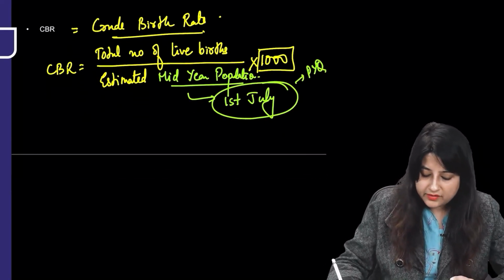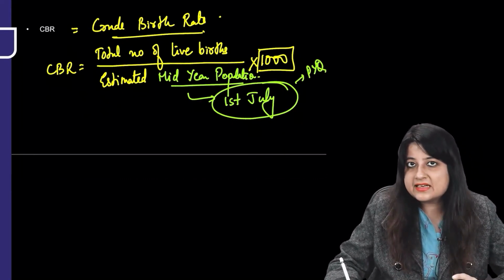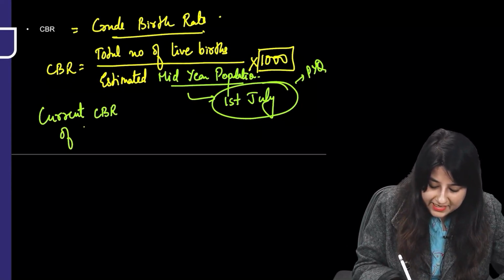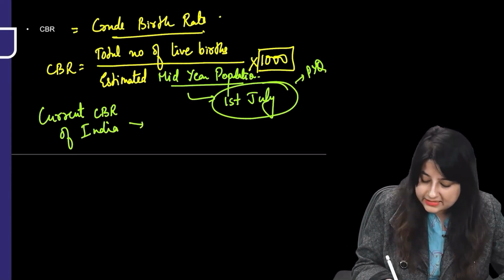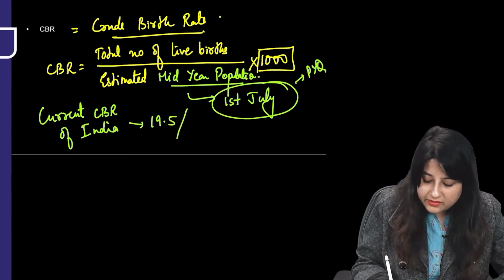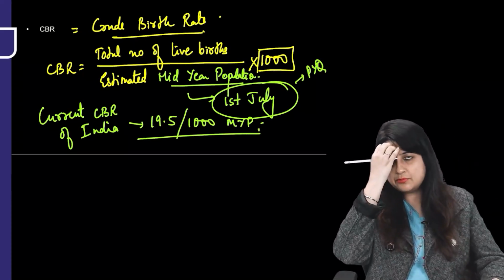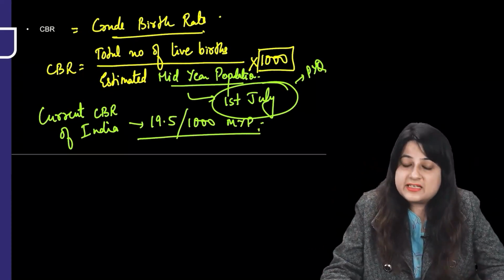I'll just put over here also, as per the latest SRS data, the current crude birth rate of India, current CBR of India, is how much? It is very good, 19.5 per 1000 mid-year population. Earlier it was 19.8, so now it has become 19.5.